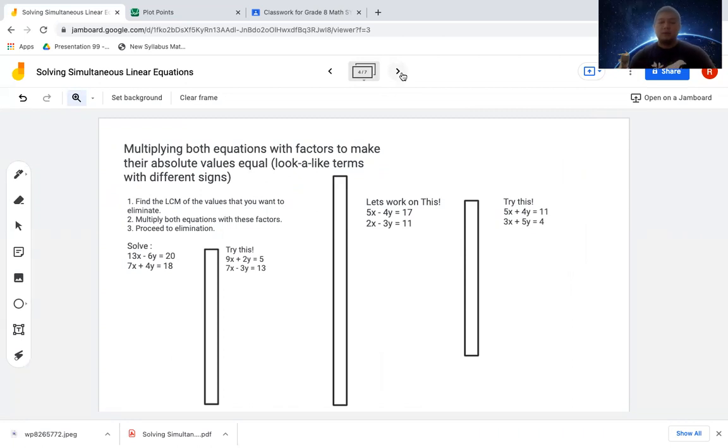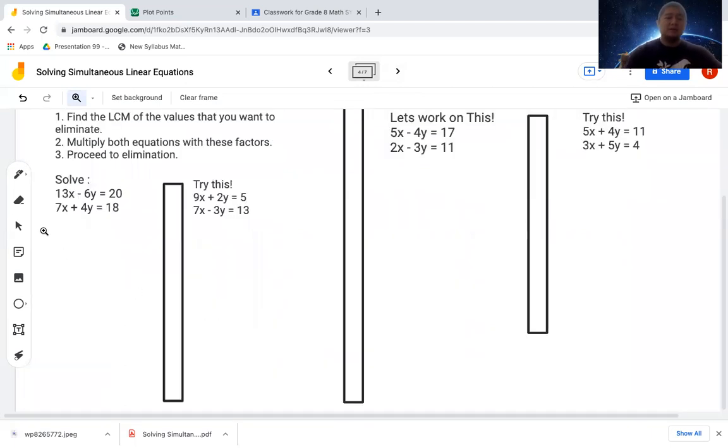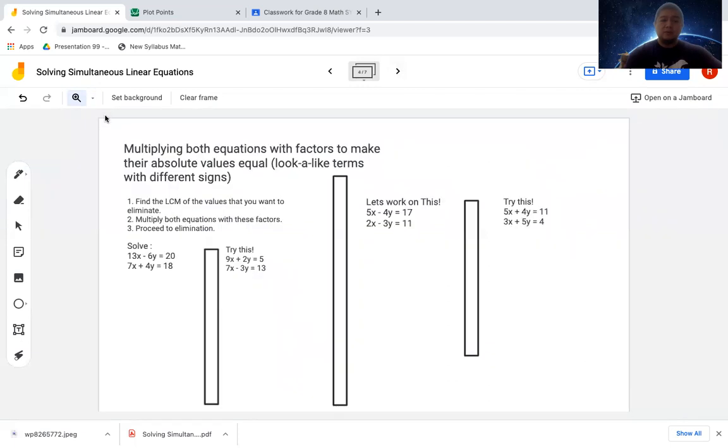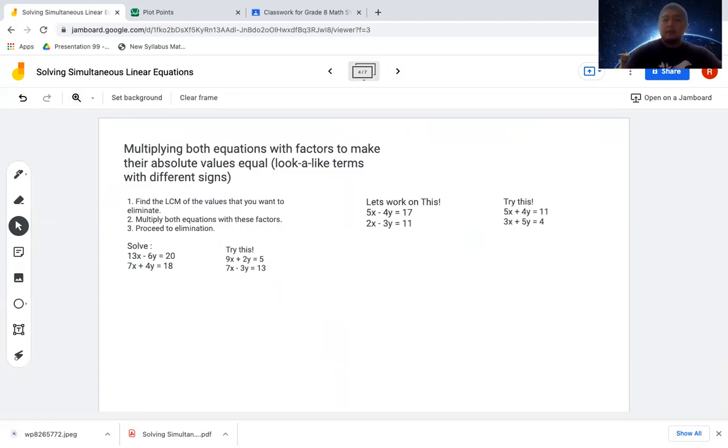So what you're going to do here this time is to find the LCM of the values that you want to eliminate. You can choose whether you want to eliminate x or y. It's all up to you. However, my suggestion is that you look for the numbers that would give you the smallest LCM. Why? Because the bigger the LCM that you're going to get, the bigger calculation you are going to do, and the time wasted will be big as well.